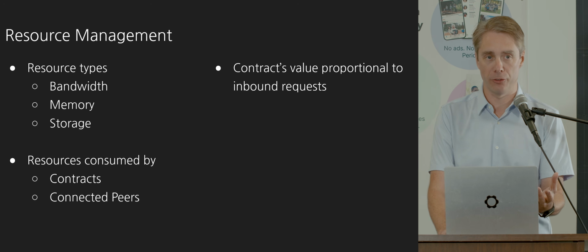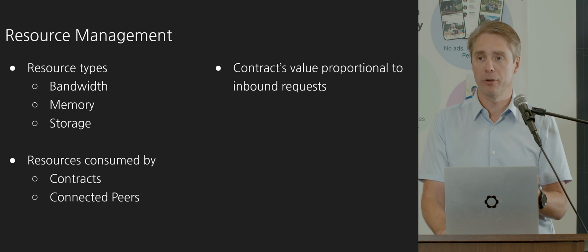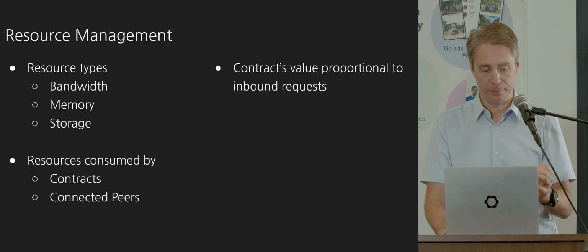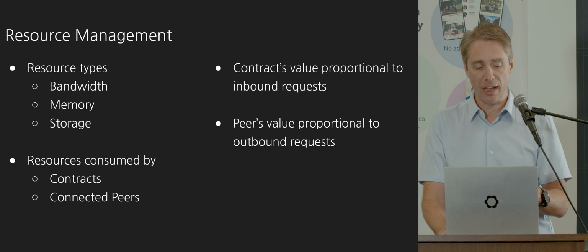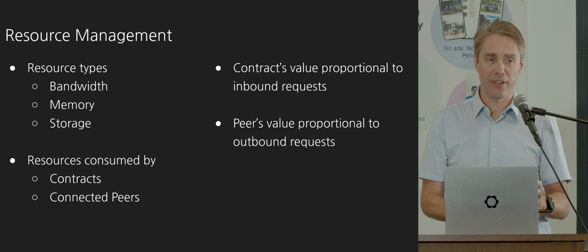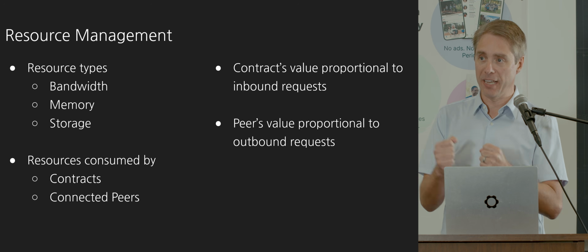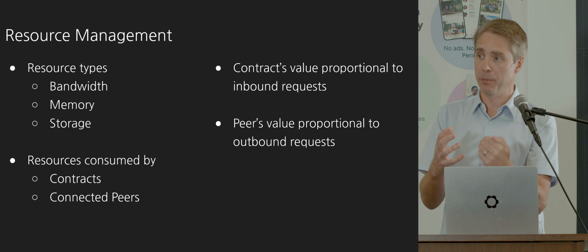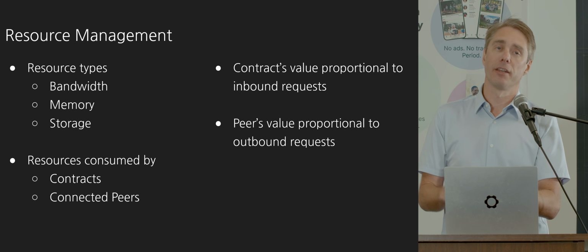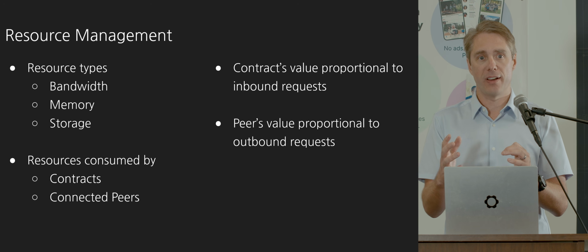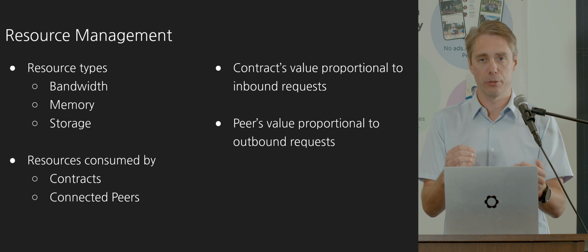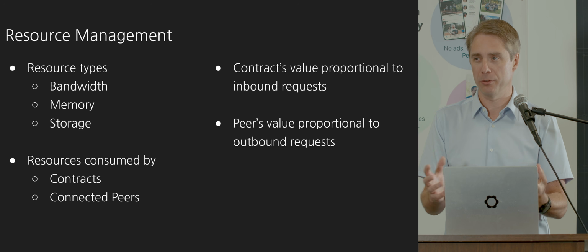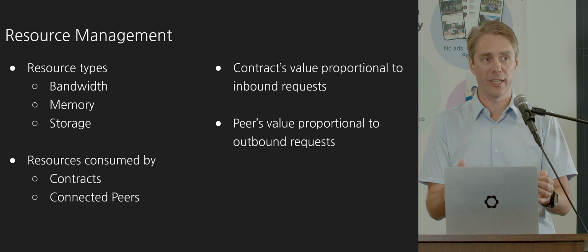So the value of a contract is proportional to the number of inbound requests that you receive for that contract. And then a peer's value is kind of the opposite. The value of a peer is proportional to the number of requests that you're able to send to that peer. Now you might say, well, what if you send a request to a peer and it's not able to respond, or it responds very slowly? Well, that's not really very valuable to you.